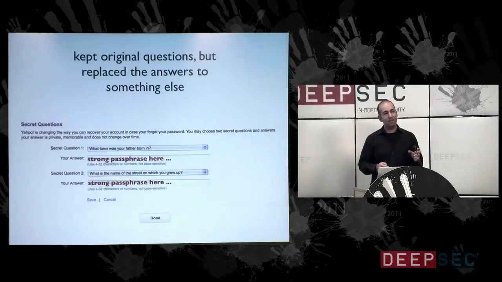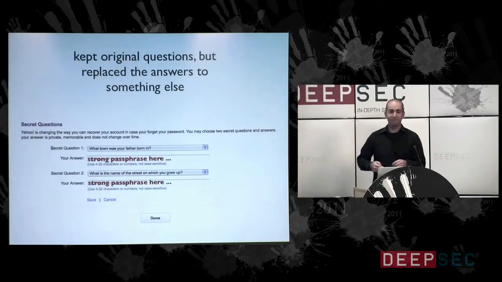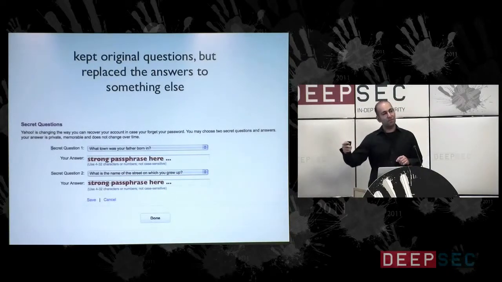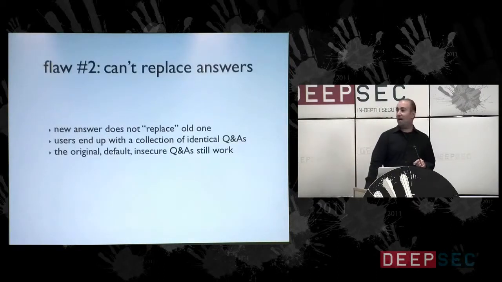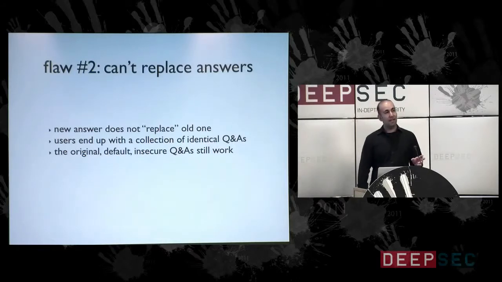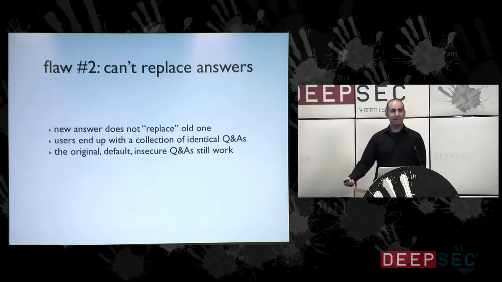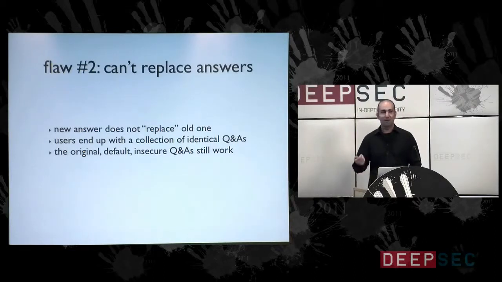So he kept the original questions and strengthened his answers to some passphrase instead of Valencia, for example, hoping that these new answers would replace the original questions. But that's not the case with Yahoo, because what Yahoo does basically creates a collection of questions and answers with identical questions and different answers. So all of them would work. Basically, with this, you could always get back and compromise your friend's Yahoo account, or your Yahoo OpenID account in this case.